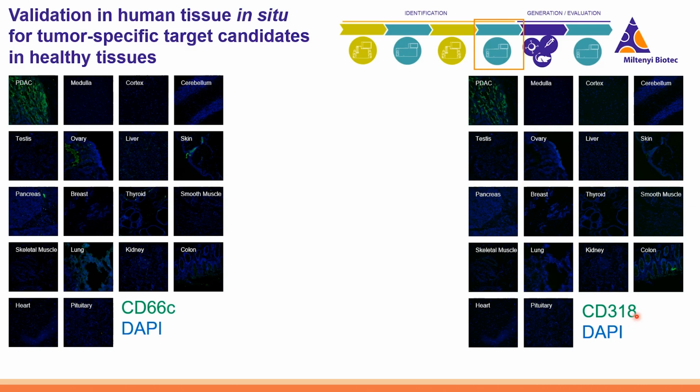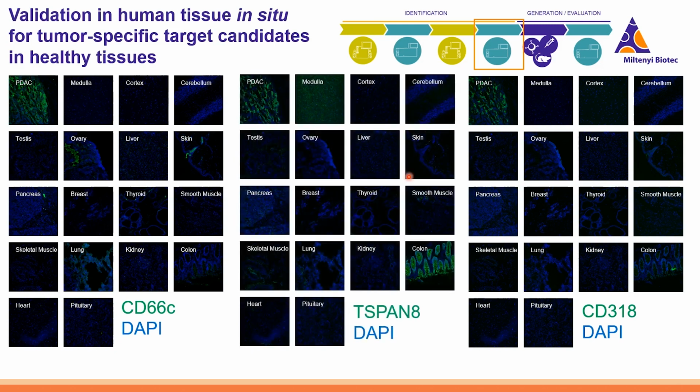CD318 also does not show expression in healthy organs, and this showed no off-target effects for this candidate, and it makes it a promising candidate for further evaluation. On the other hand, when we are looking at the TSPAN8 construct, it showed a high level of expression in colon, as you can see here, and this raised some concern about its safety.